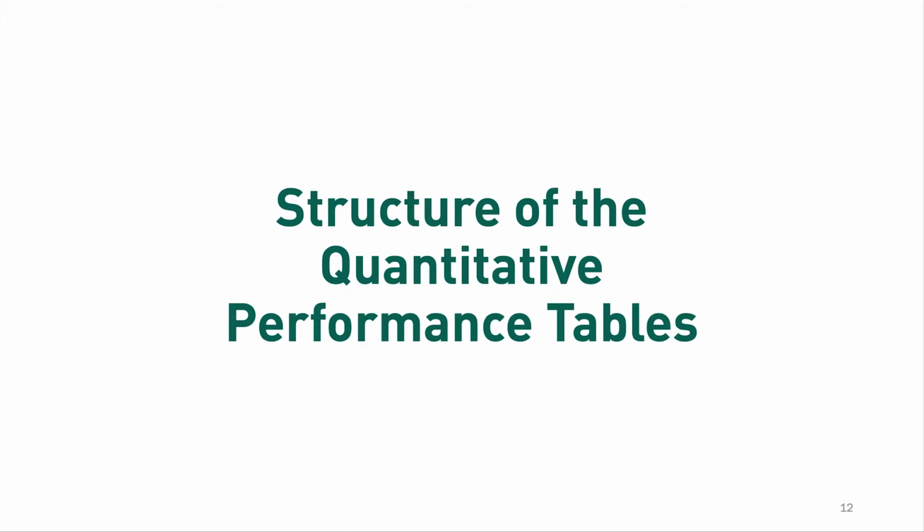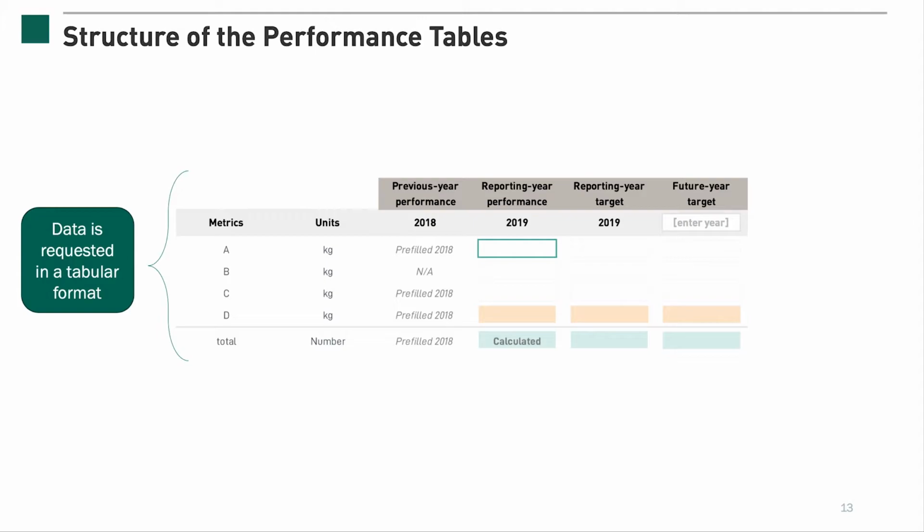Next, we'll discuss the quantitative performance tables. For the indicators in the aspects output and impact, energy, GHG emissions, air pollution, water, waste, biodiversity and habitat, and health and safety, quantitative data is requested in a tabular format. The tables all follow a similar format, with the metrics listed in the first column and their units in the second. The entity's data is reported in the other columns.